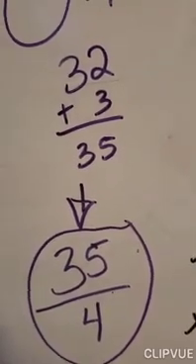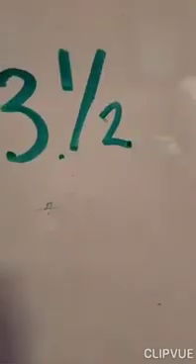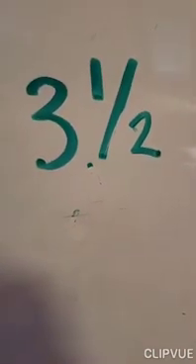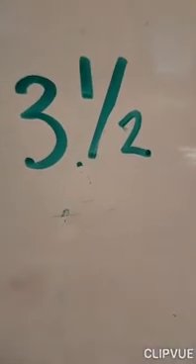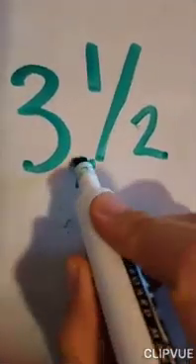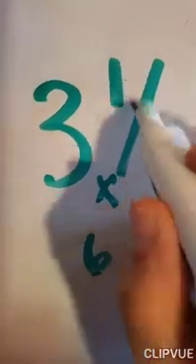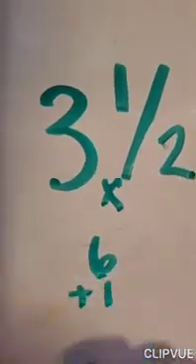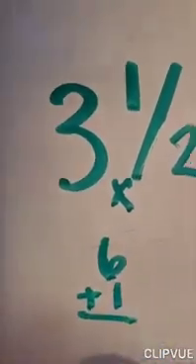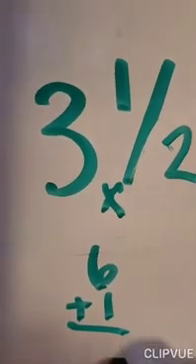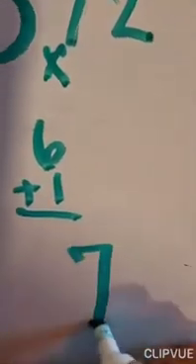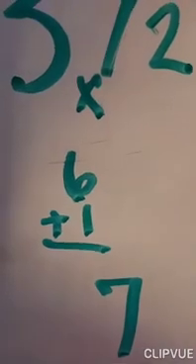Now let's go ahead and do the same for the other one. Okay, so right here we have 3 1/2. So let's go ahead and get 3 times 2. 3 times 2 is 6. And go ahead and add it by the numerator plus 1. That means your new improper fraction is 7/2. The denominator stays the same.